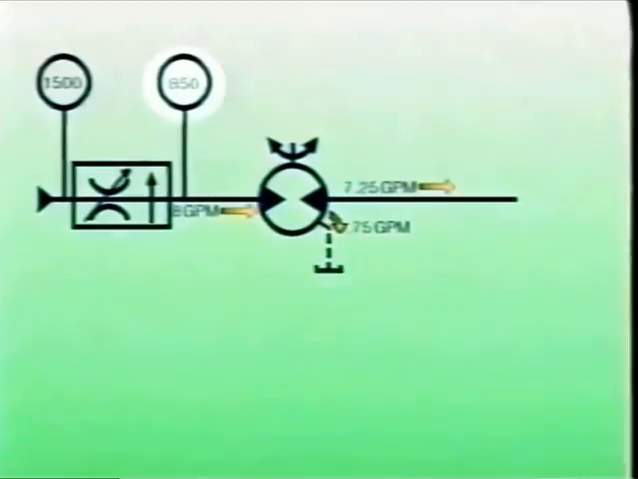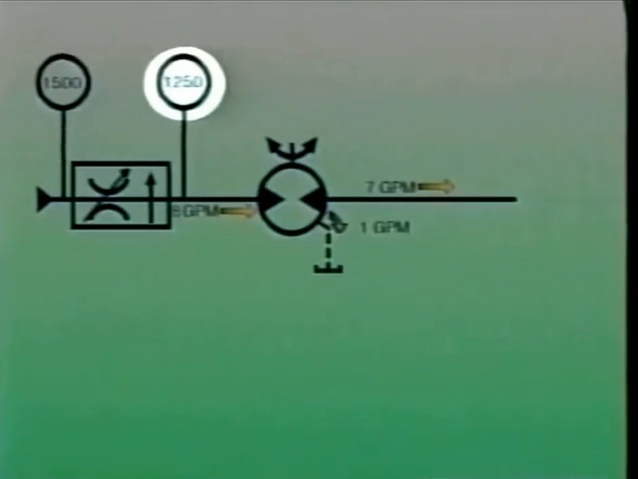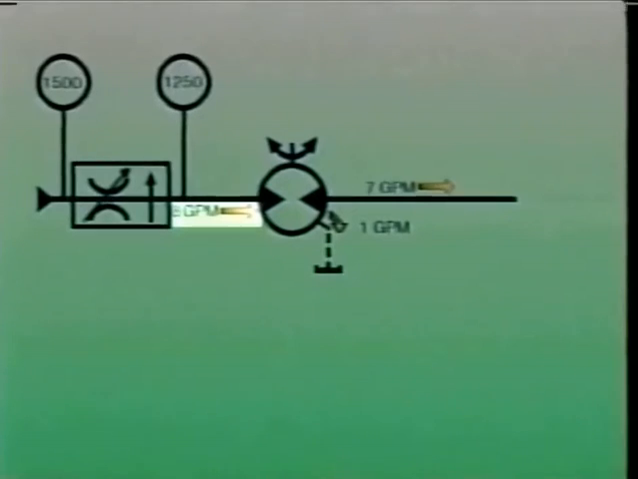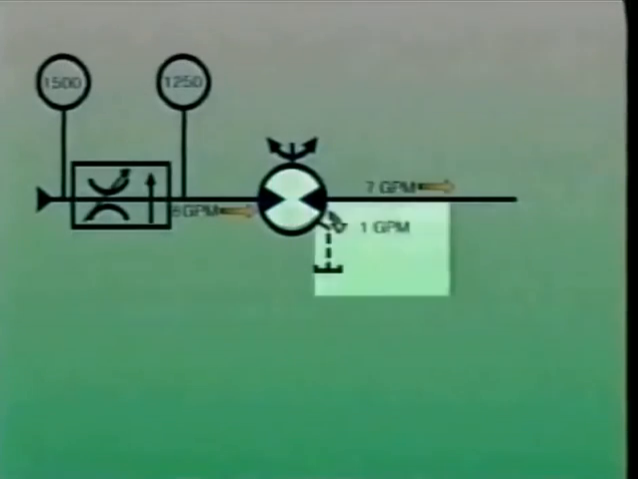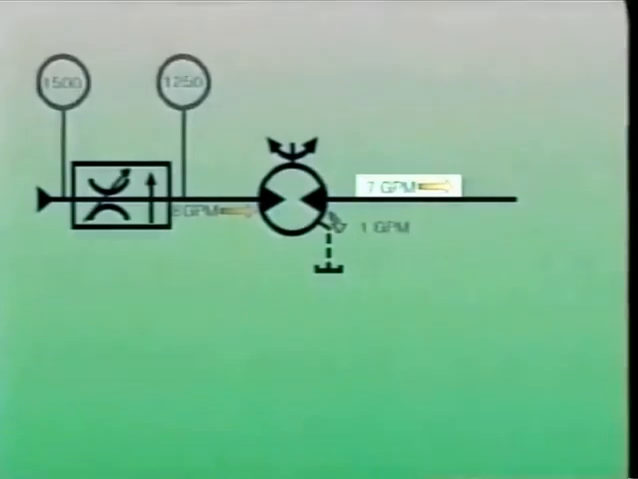Now, if the load pressure on the motor increases to 1250 psi, the valve will maintain the same flow rate into the motor, that is 8 gallons per minute. However, since pressure inside the motor will be higher, leakage will be greater, perhaps as high as 1 gallon per minute. As a result, only 7 gallons per minute pass through the motor, and it will slow down.